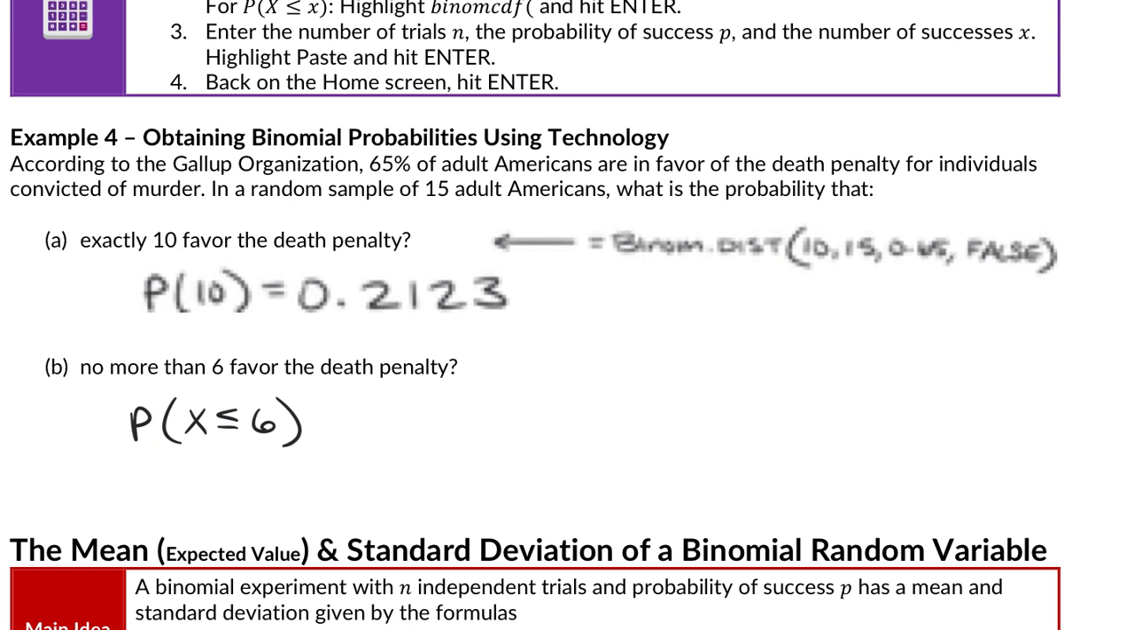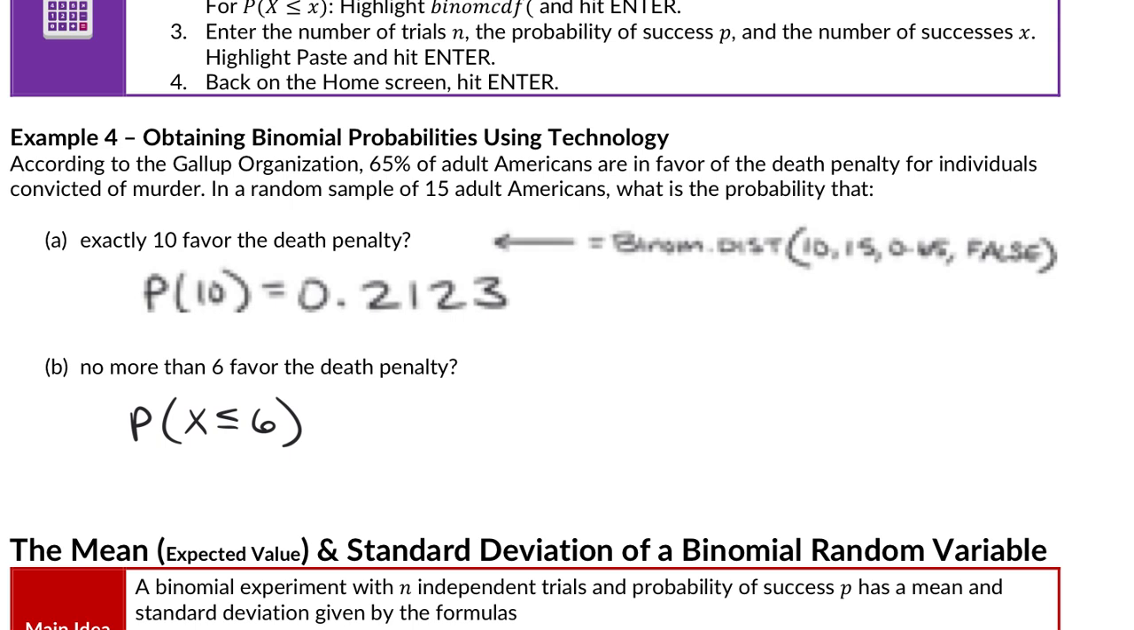Very easy. You can write a sum or follow along with me. In a new cell to the side, we're going to go equals, and we're going to start typing binomial distribution and open a parentheses. Instead of going to that drop down or pop-up menu, you can just type this in. The number that I care about is 6. The trials is still 15. The probability is still 0.65, but this time, since I'm doing 6 and below, I'm going to put true on cumulative.